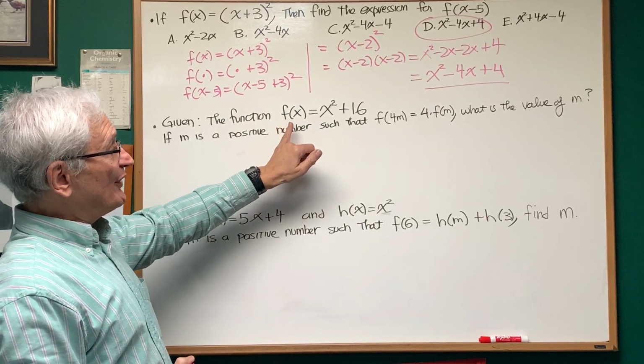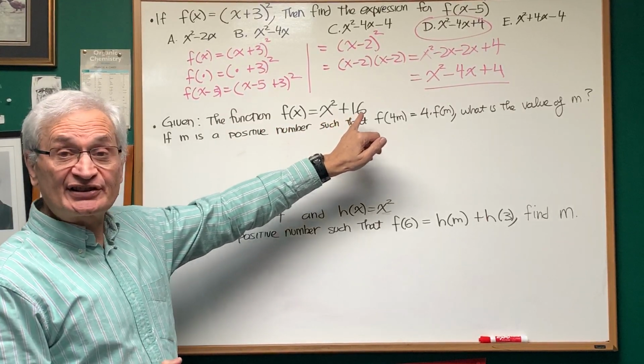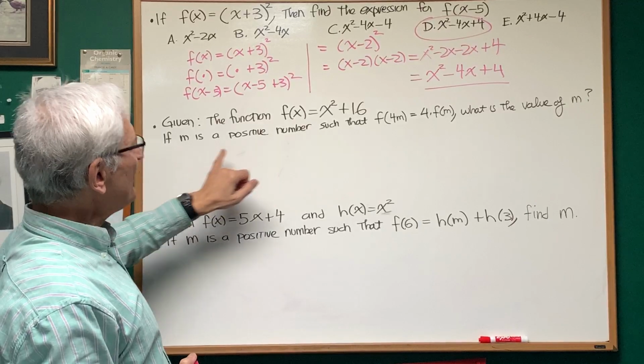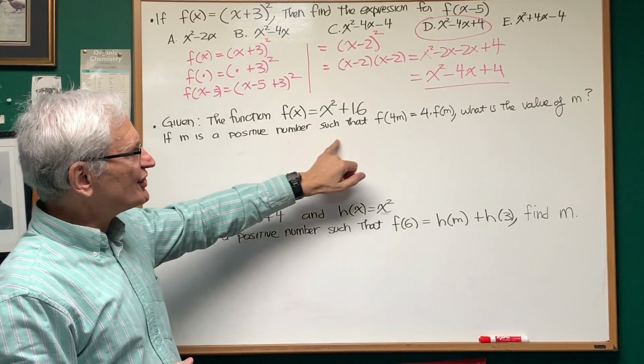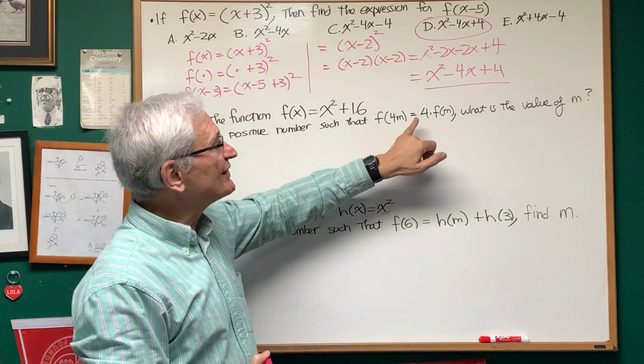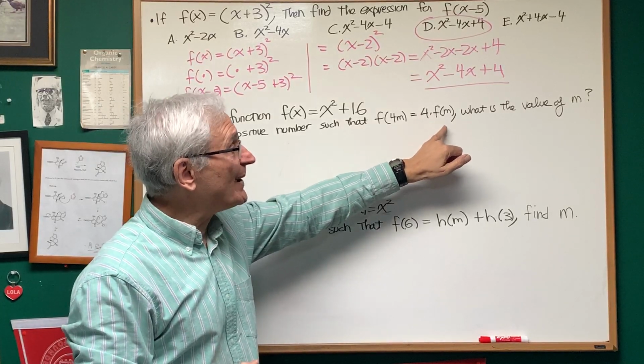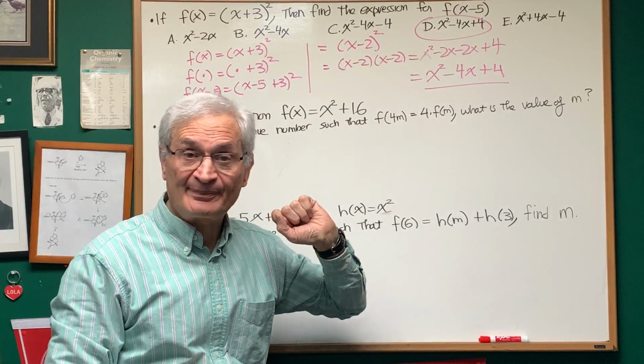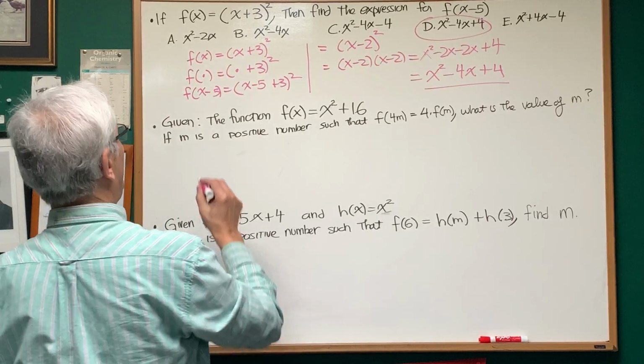All right, next problem with function notation. Given the function f of x is x squared plus 16. If m is a positive number such that f of 4m is equal to 4 times f of m, what's the value of m? All right, so we're going to evaluate this.